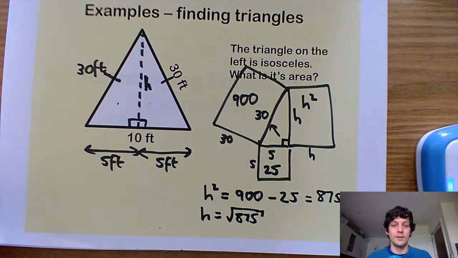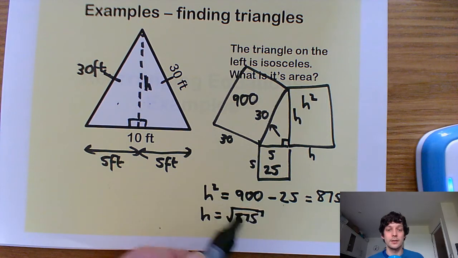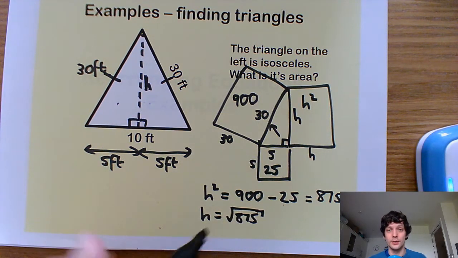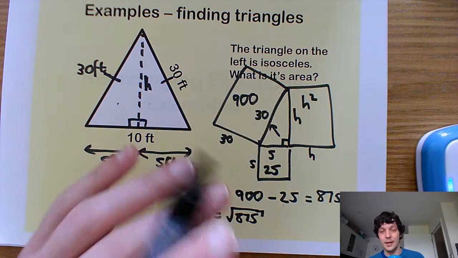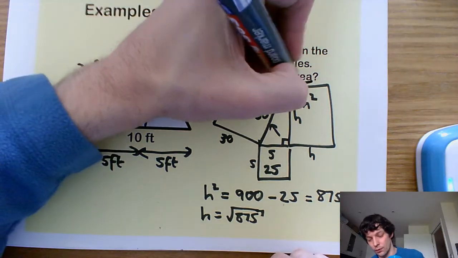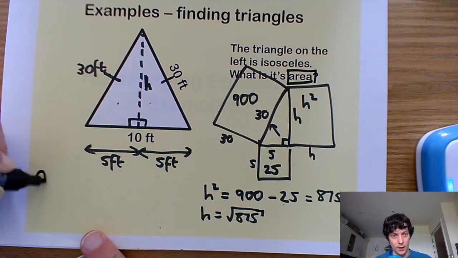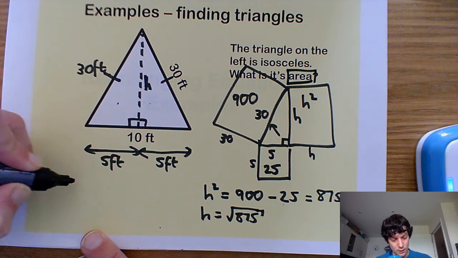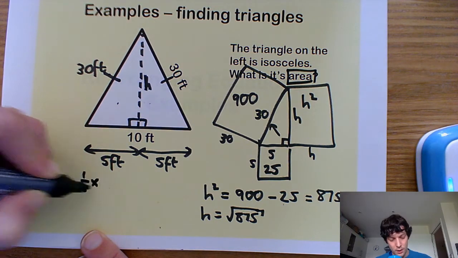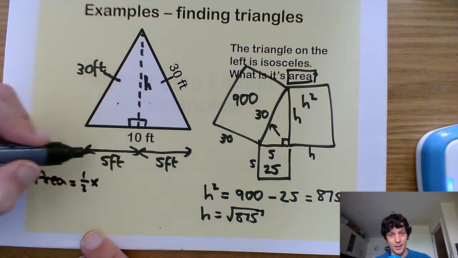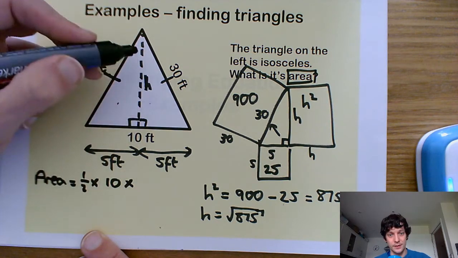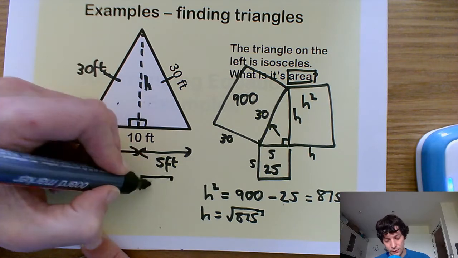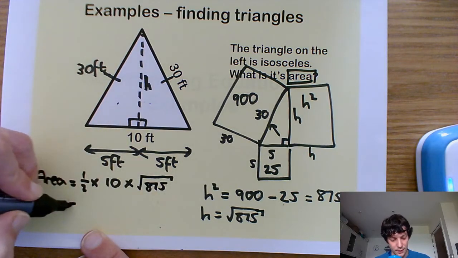of 875. I could put that into my calculator and find a decimal for it. I'm not going to do that yet. The reason I'm not is because it's not my final answer. I want to keep it as exact as I can until I get the answer I'm looking for. I wanted the area of the triangle. So the area of the triangle is a half multiplied by the base being 10 here, multiplied by the height, which is this h, which we've said is the square root of 875.